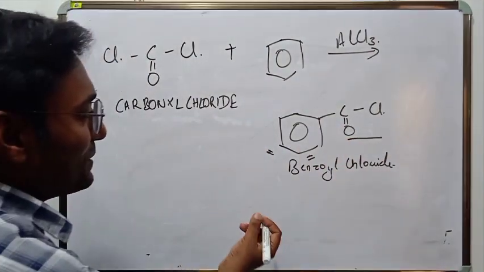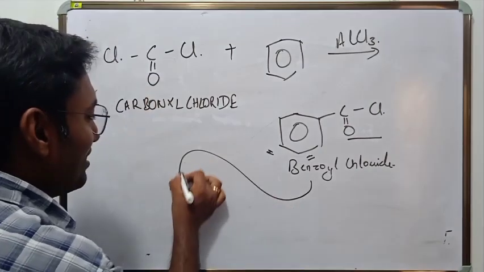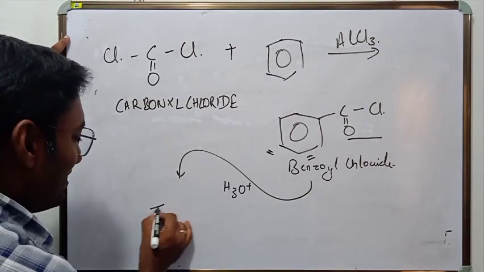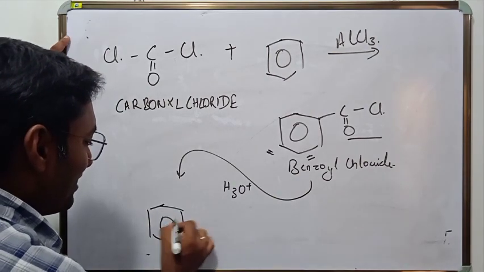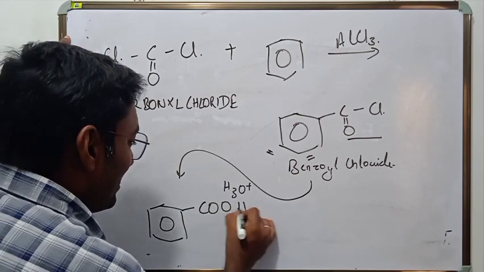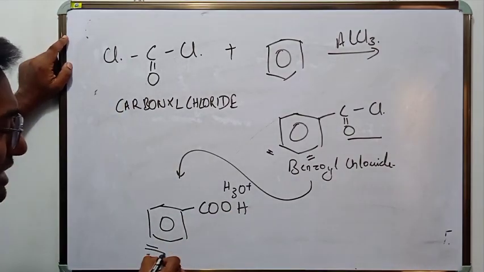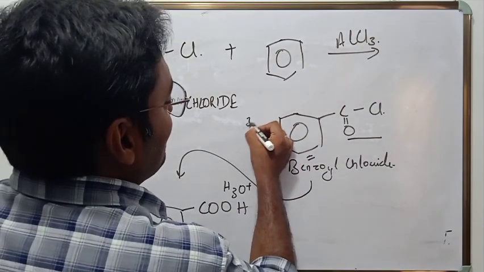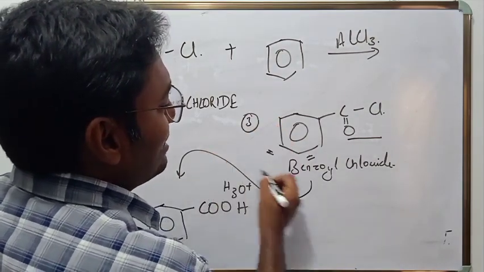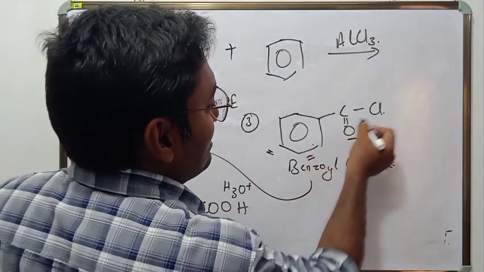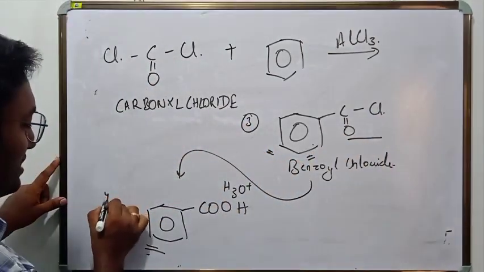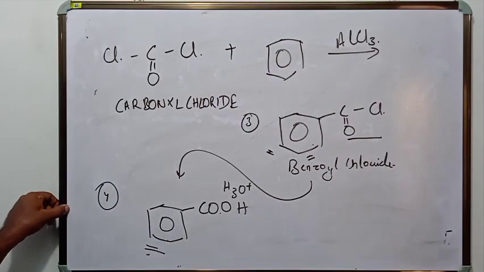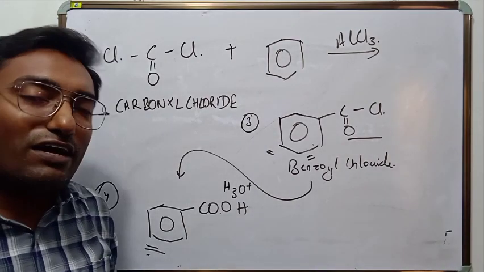Shall I ask you another question? What would happen if I am going for hydrolysis? Then what product would I get? Yes, I will get an acid. So you can make aromatic acids. Here I have got a benzoic acid. So this is the third application of Friedel Crafts acylation, you can make aryl acid chlorides. Number four application is you can make aromatic carboxylic acids. So these are the third and fourth applications of Friedel Crafts acylation.